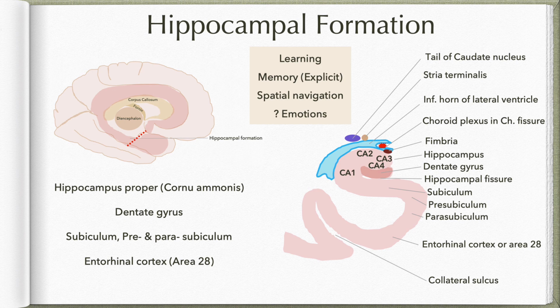It's also involved in spatial navigation. In fact, there was that famous experiment conducted on cab drivers in London where it was shown that the hippocampal formation was much larger. So it helps in spatial navigation and probably has a role in emotions.